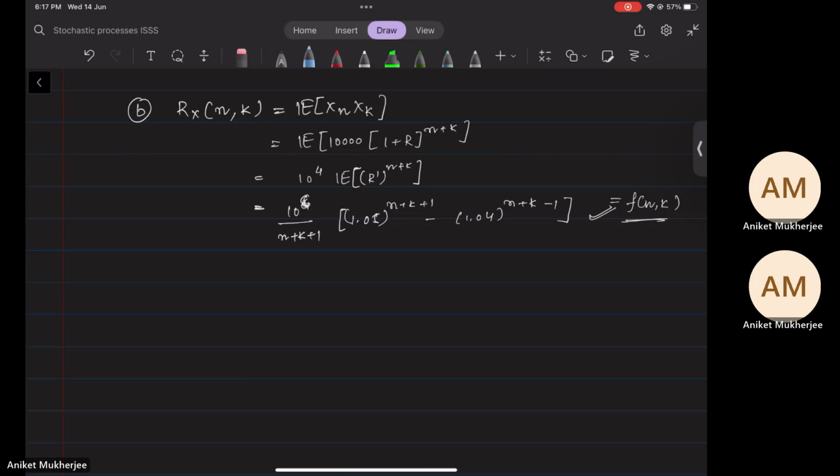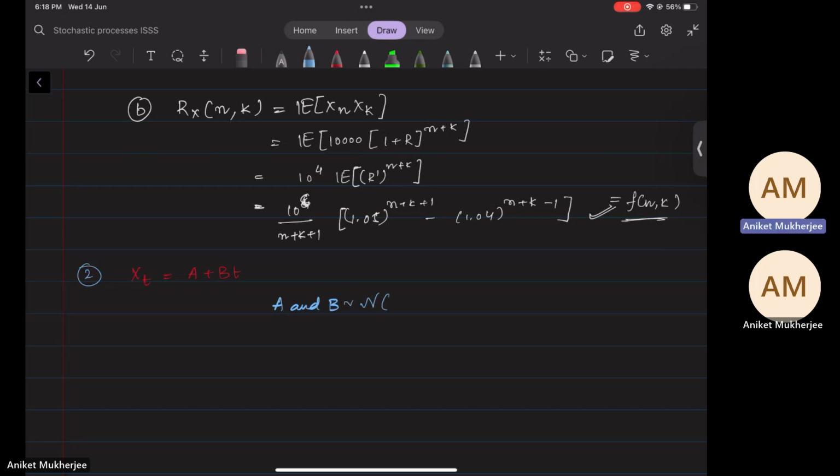So, second example. Now we'll do a simple example of a continuous time stochastic process. Xt is equal to a plus bt. This is your continuous time random process, where a and b are distributed with a normal distribution, mean 1 and variance 1, and a and b are independent.